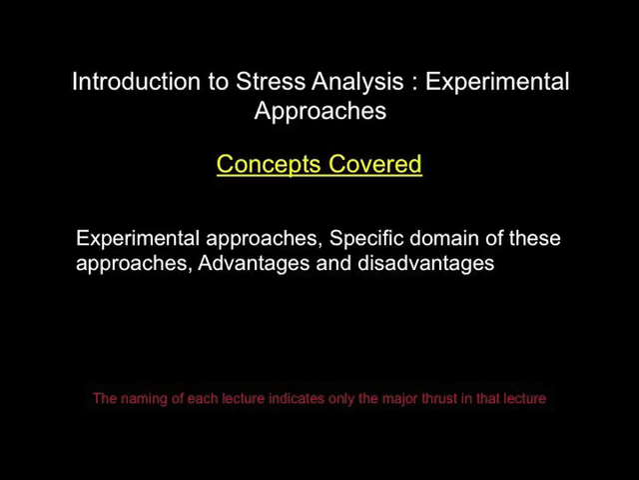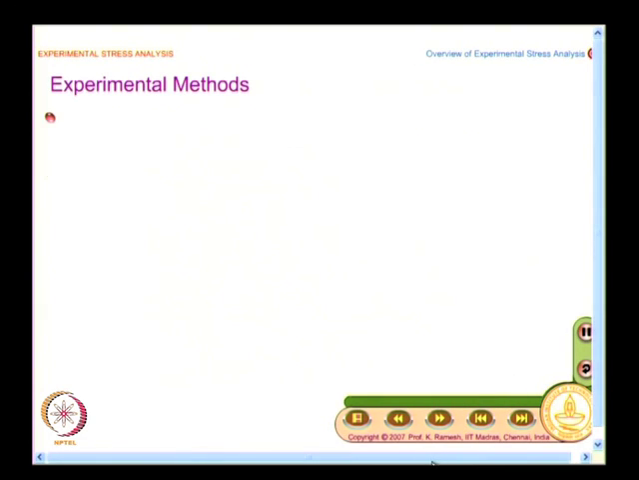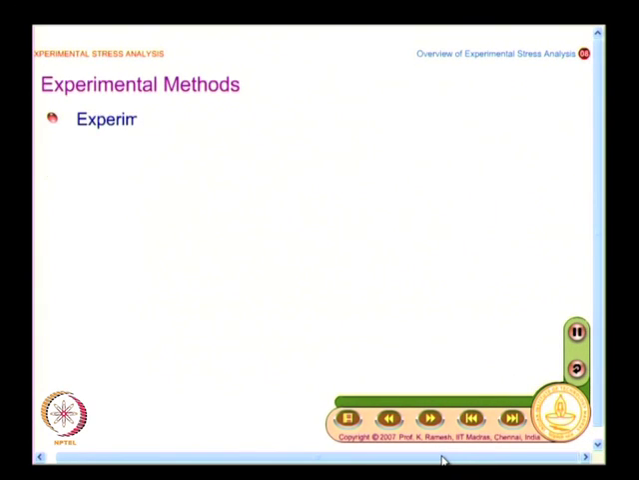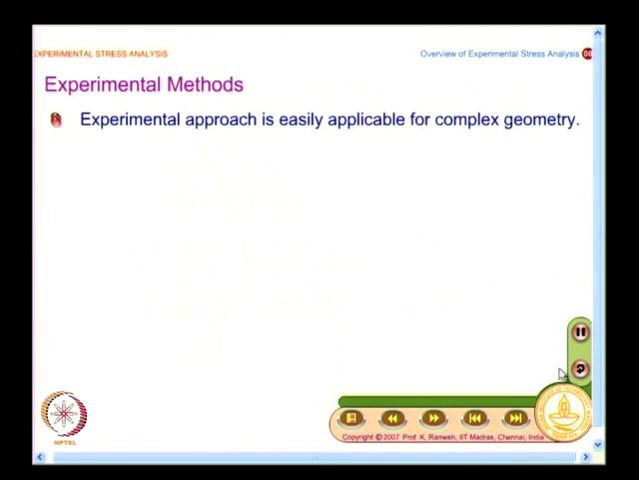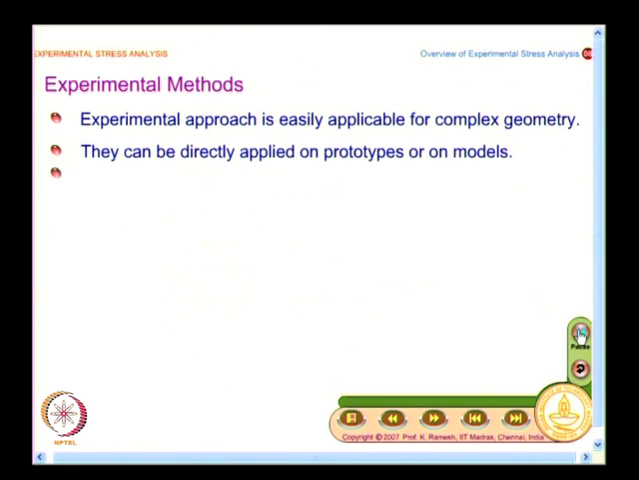In the last lecture, we have looked at the analytical and numerical approaches for stress analysis. Once you come to experiments, what do you see? Very similar to numerical methods, experimental method is applicable for complex geometry, absolutely no problem. And once you come to experiment, you will also have to look at two different things. Am I working on a model or am I working on a prototype? So, you can do the experimental approach on prototypes or on models.